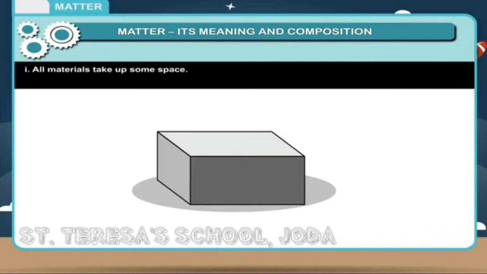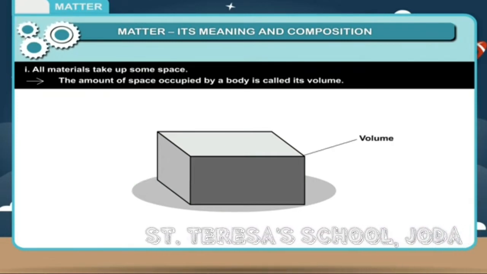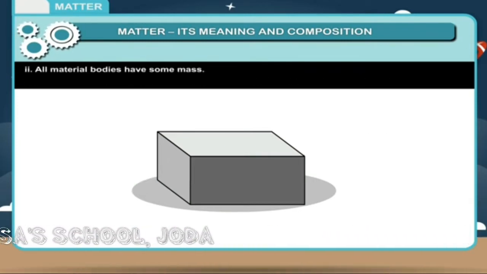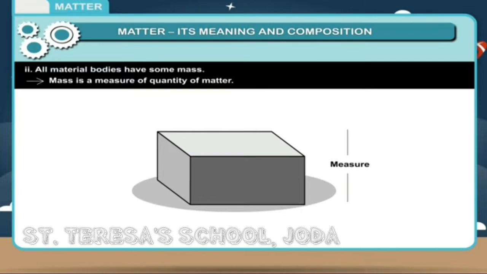All materials take some space, and the space that is occupied by a body is called its volume. All material bodies have some mass, and the mass is the quantity of matter which is contained in a body.